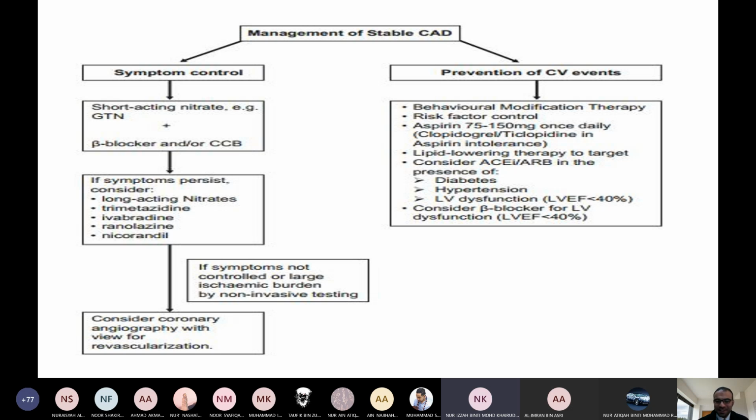Oh, okay. No. I just want any volunteer, very simple, because this figure or this summary is just whatever we have explained maybe yesterday and today. So I want anyone just to explain this figure for us. This is actually similar to what you have discussed: the management of stable CAD, symptom control, prevention, and so on. So anyone want to volunteer, him or herself?